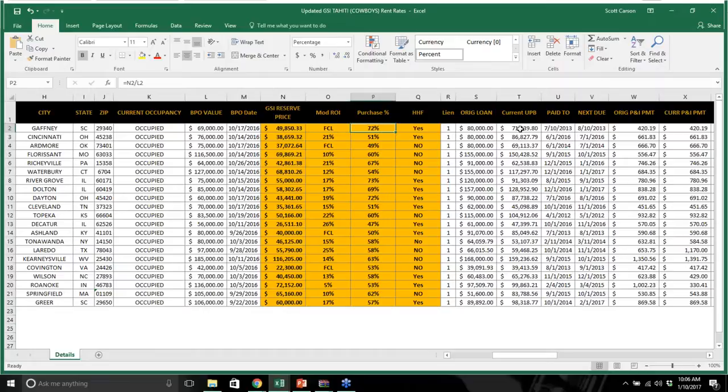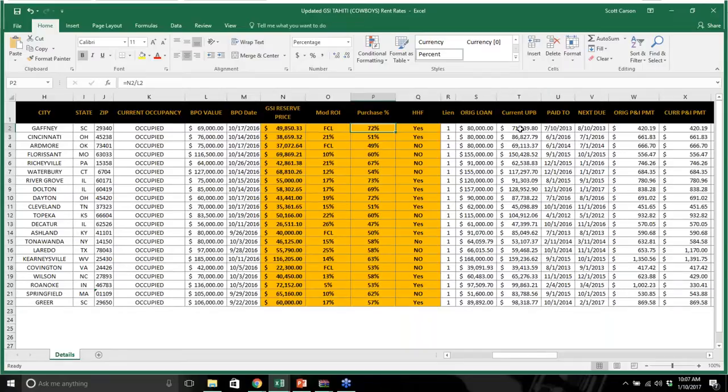I also took a purchase percentage of value. So I took basically 49,850 and divided that by the BPO value. You'll see here my formula, N2 divided by L2. That's how you figure out percentage. Now I probably should have run one as a percentage of UPB or payoff, but I didn't. Probably could go back and do that.